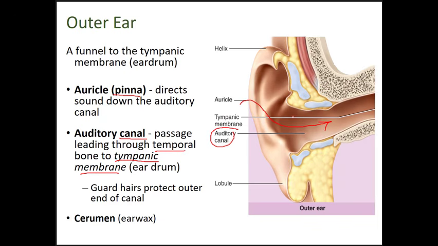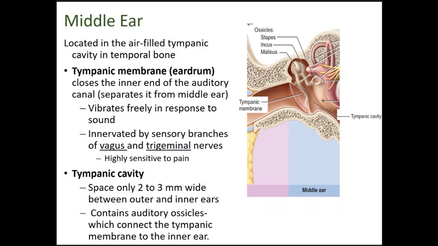Within our outer ear, we're going to have various hairs that help protect your canal. There's also going to be the production of cerumen by ceruminous glands, which is your earwax, again acting as protection, trapping foreign substances that shouldn't be there.